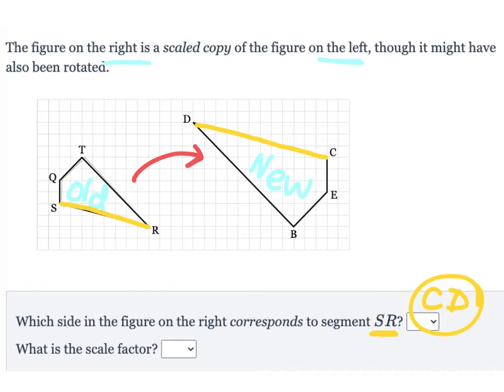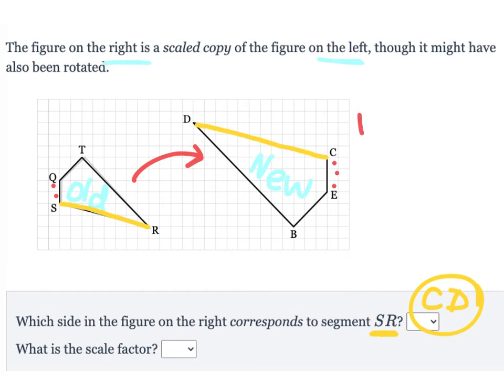Oh man, it's hard to count on a diagonal. So what I would look for here is a really good line that's easy to read. I can see right here Q to S is 2 units, and that would match up with C to E, which is 3 units. Yeah, that would match up.